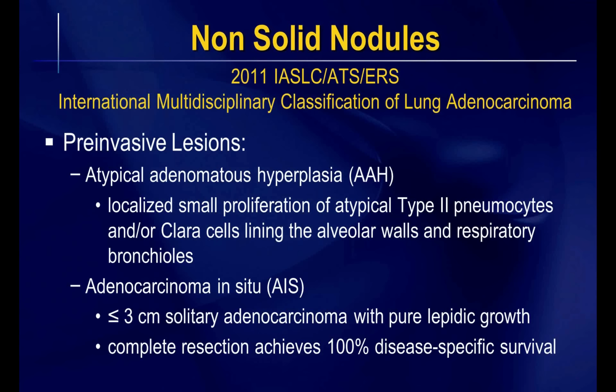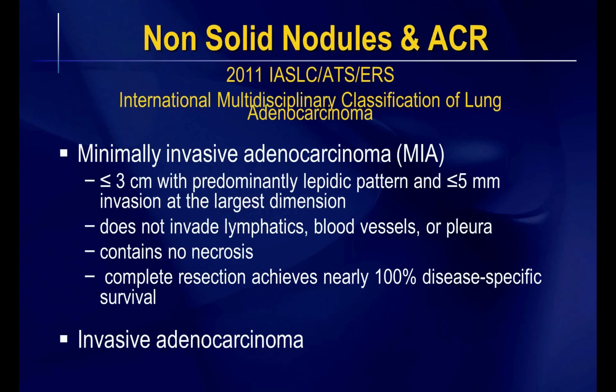It's when we get to minimally invasive adenocarcinomas where we have predominantly ground glass nodules up to 3 centimeters that have developed an invasive component. That small invasive component appears on CT as a solid component, and minimally invasive adenocarcinomas therefore appear as part solid nodules. Invasive adenocarcinomas we're much more familiar with are the solid lesions and solid lesions that develop spiculation.